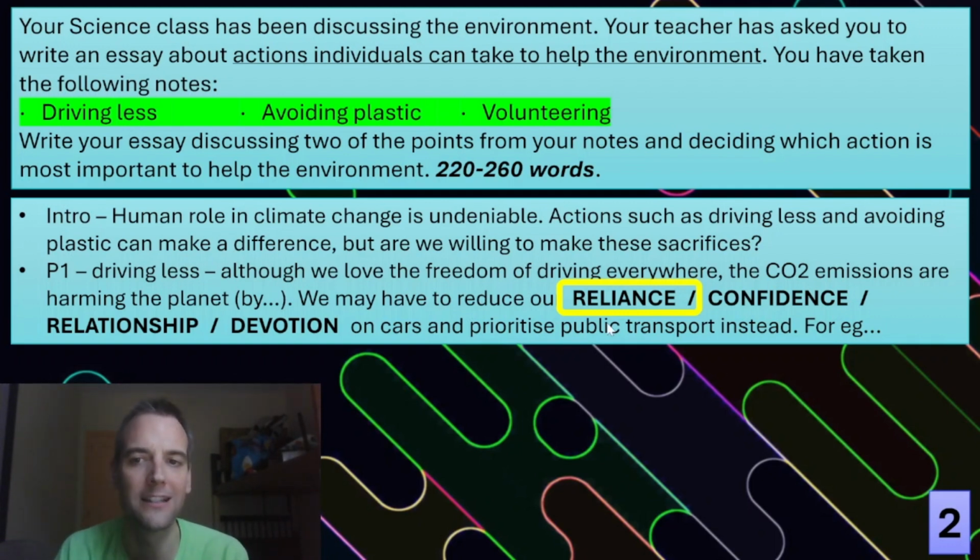Can you express typical ideas about how we can help the environment on the topic of avoiding plastic, with a little specific vocab about the environment, with a little bit of connecting in there to the previous paragraph, to the next paragraph? That's what makes a good plan.